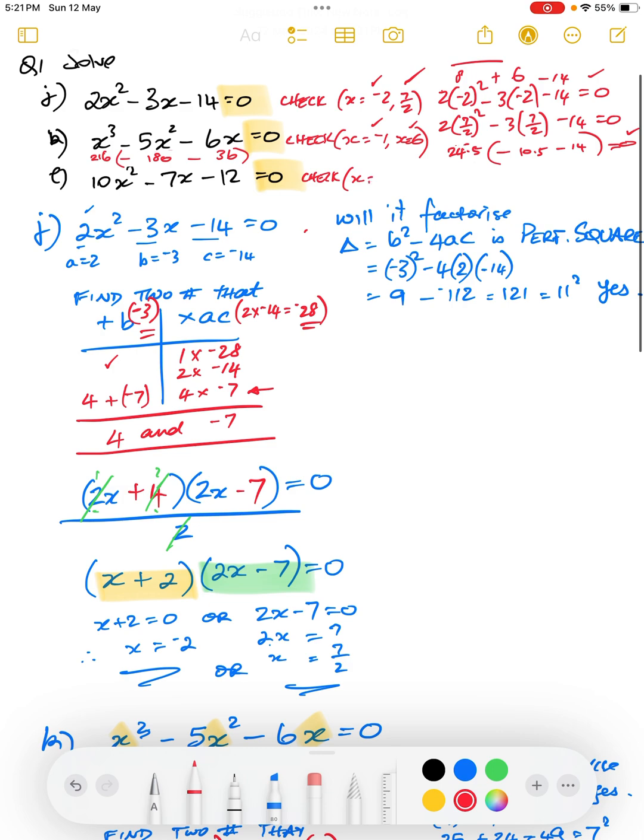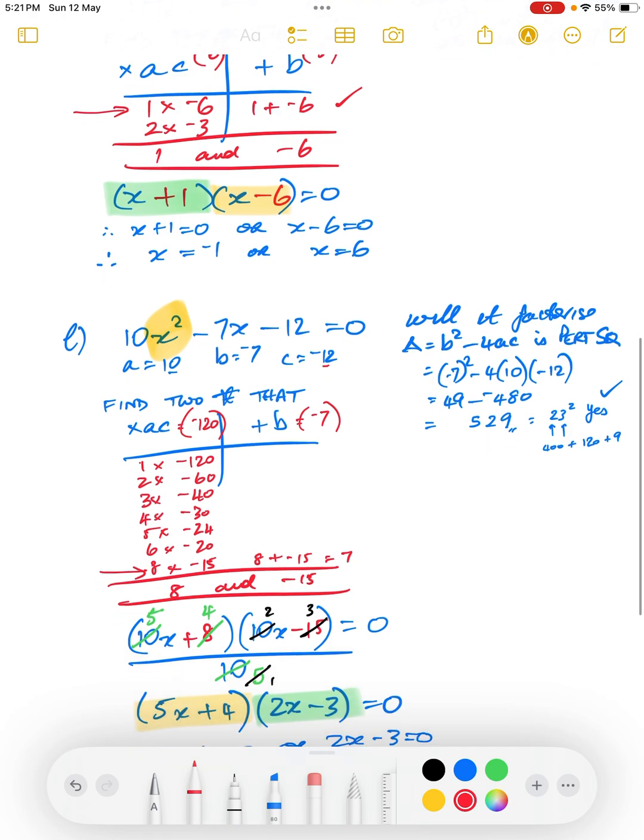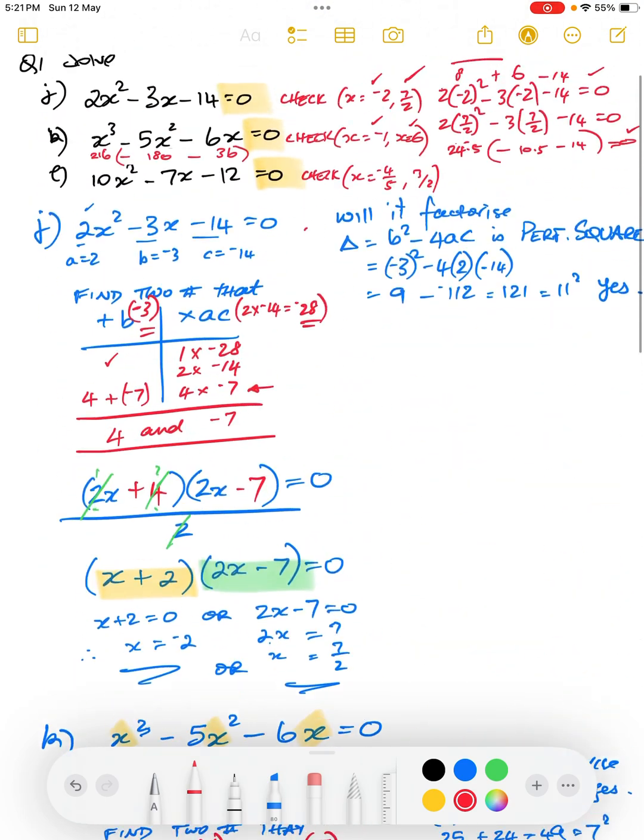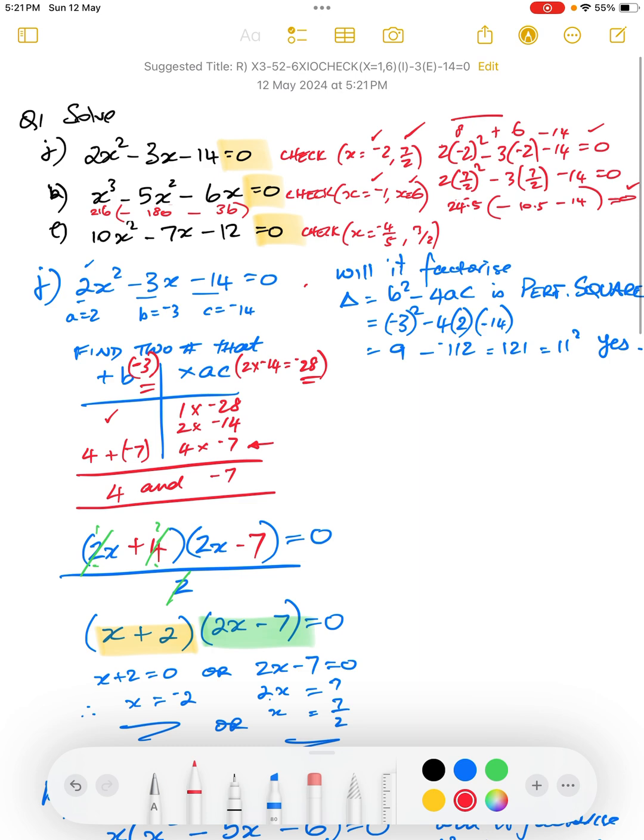Check negative 4/5 and 3/2. Let's just double check that. We got negative 4/5, 3/2. Bit harder here. So 10 times, I'm going to square them as I go. 16 over 25. And make that a plus because a negative times a negative. 4 over 5 makes 28 over 5, take 12. So we've got 10 times, I'm going to make that 2 5s, 32 over 5.